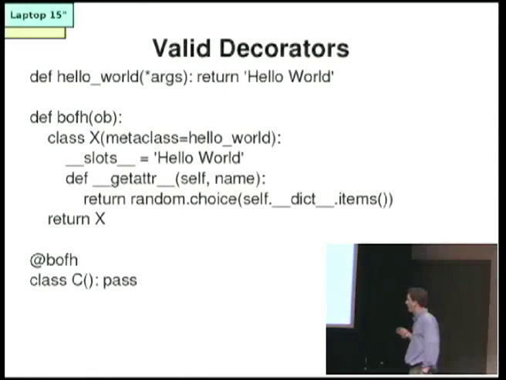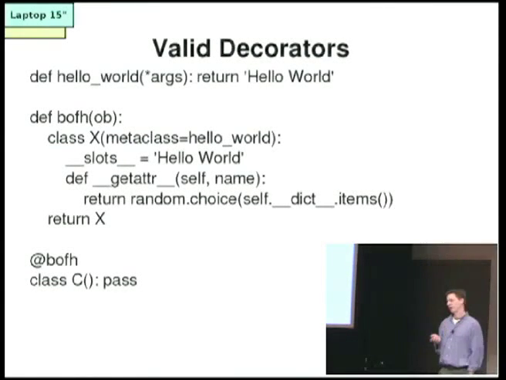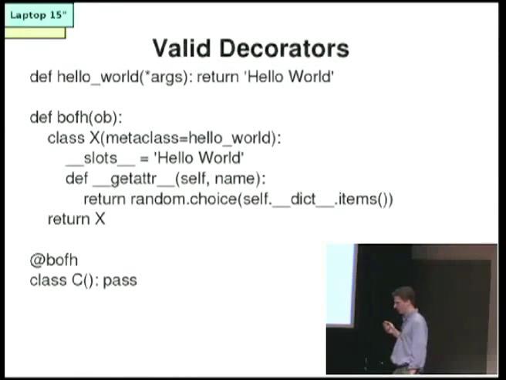This is the bastard operator from hell decorator, to further demonstrate all the wrongness and evil that you're allowed to do in the middle. Here we have hello world, which takes any number of args and once again returns the string hello world. The bastard operator from hell decorator defines a new class X, uses the hello world function as its metaclass. Another reason that metaclasses are complicated is there's probably not a dozen people in the room that know that hello world is a valid metaclass.